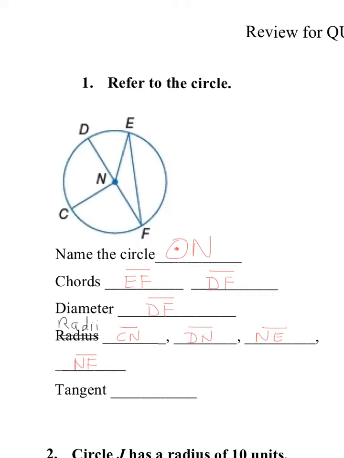The tangent, there's no tangent line. What I'm going to do is create a tangent line so that you can see an example of that. A tangent line is a line that passes through one point on the circle and keeps on going. So this could be the tangent line. I'm going to add a point, this is DA, so the tangent line would be line AD.